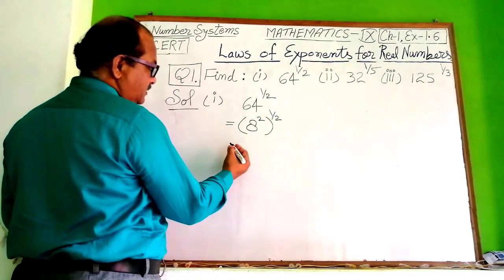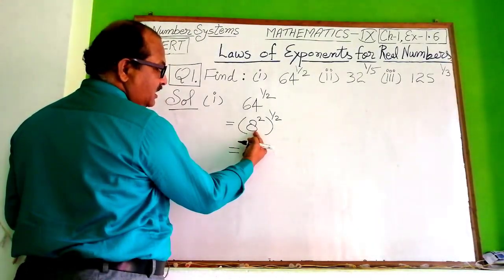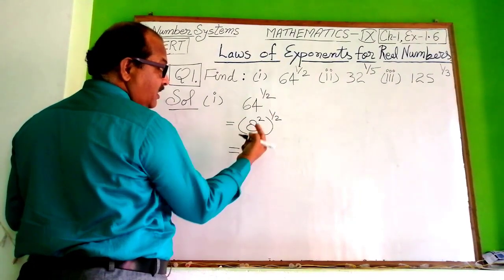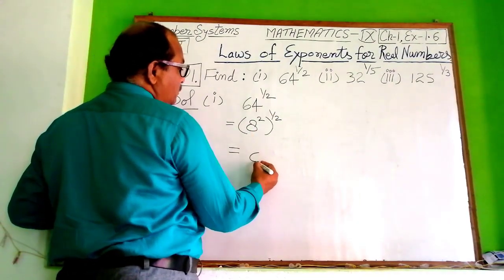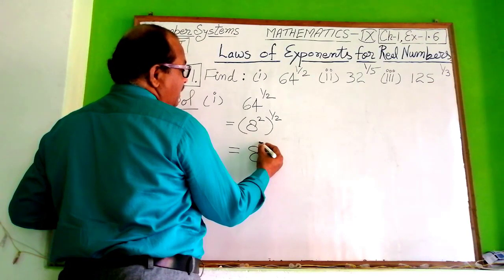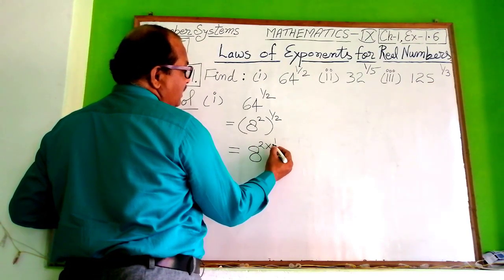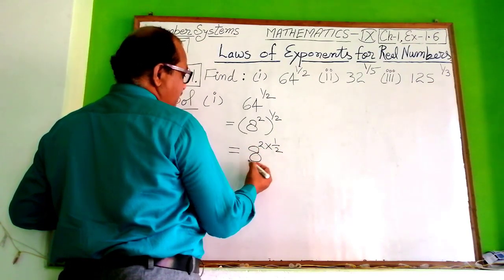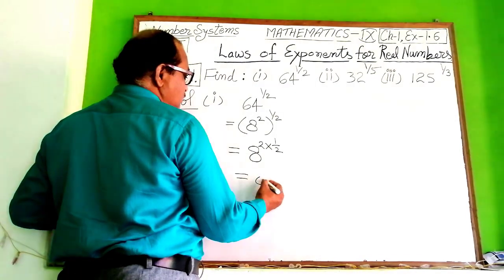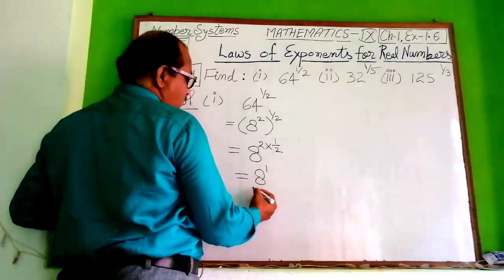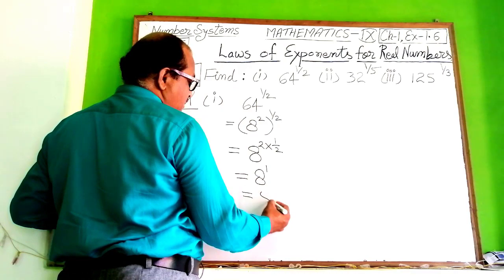This is the first line. See here, 8 square raised to the power 1 upon 2. Power to the power is multiplied, so you can multiply like this. 2 cancels, 8 raised to the power 1, which you will not write. Your answer is 8.